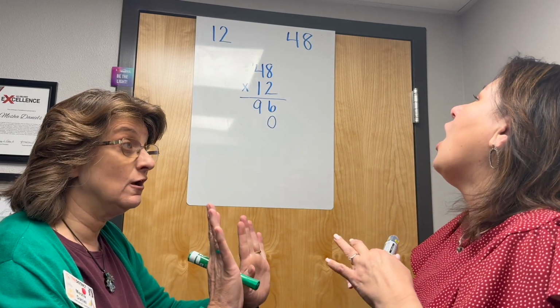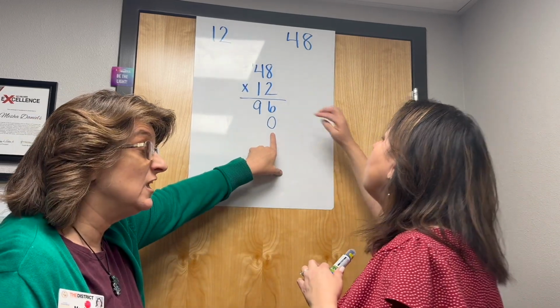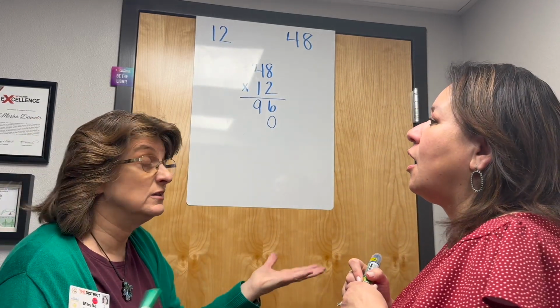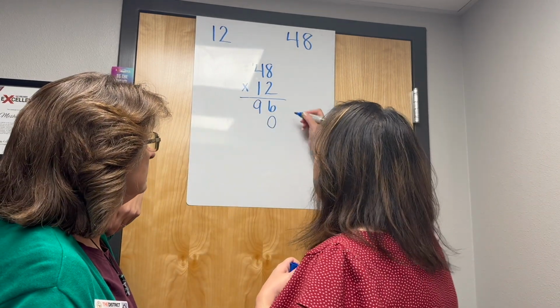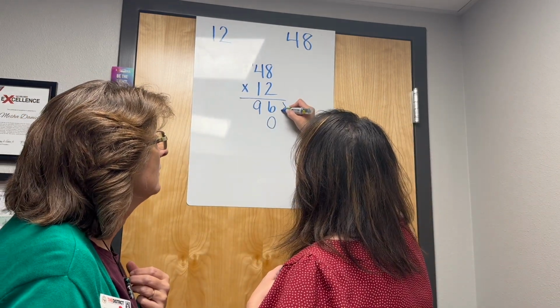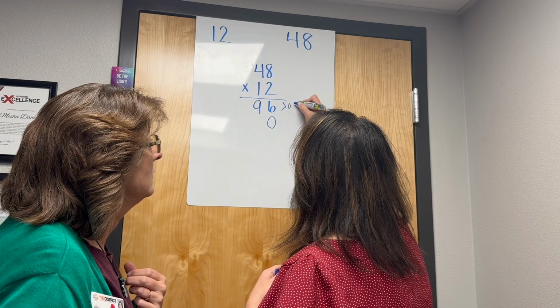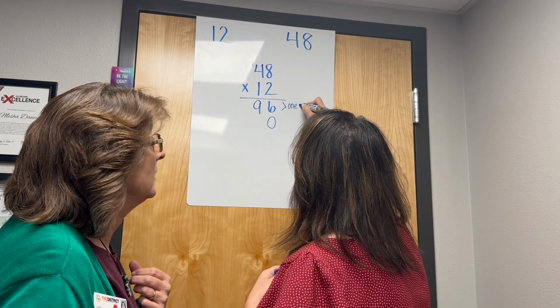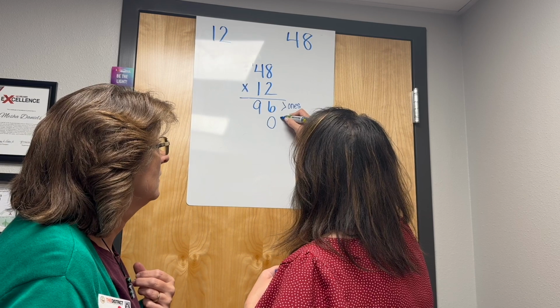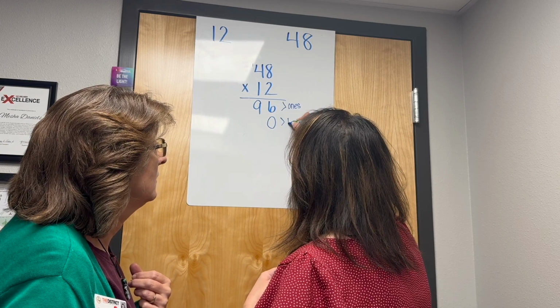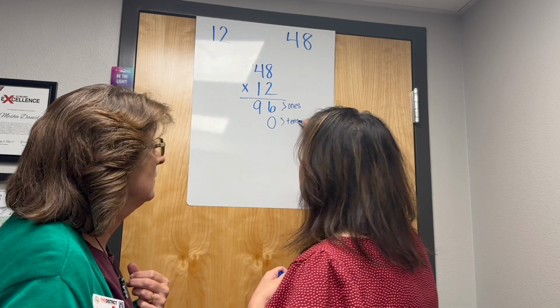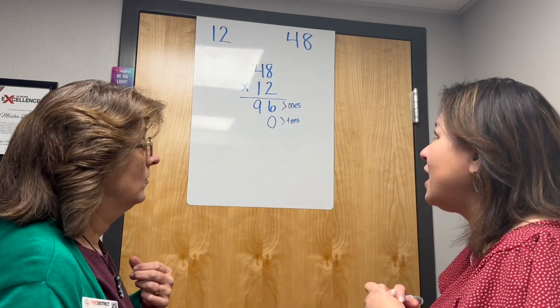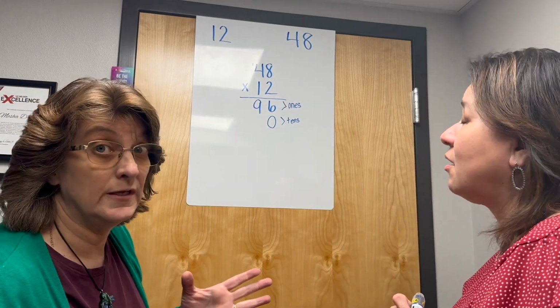Because some people get confused and start doing it here, and then they get the wrong answer at the end. Can I make a note? I want to put a note here, just saying ones. And then a note here saying tens. I think that might help my brain. I think this one's going to be a little bit easier too.